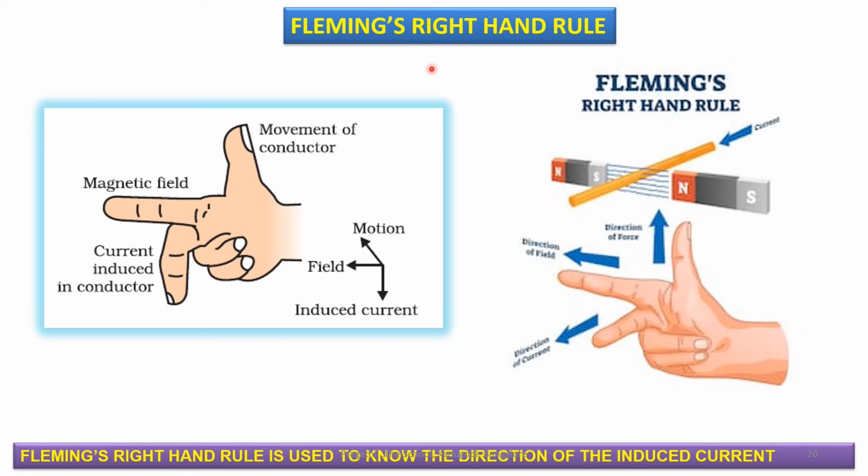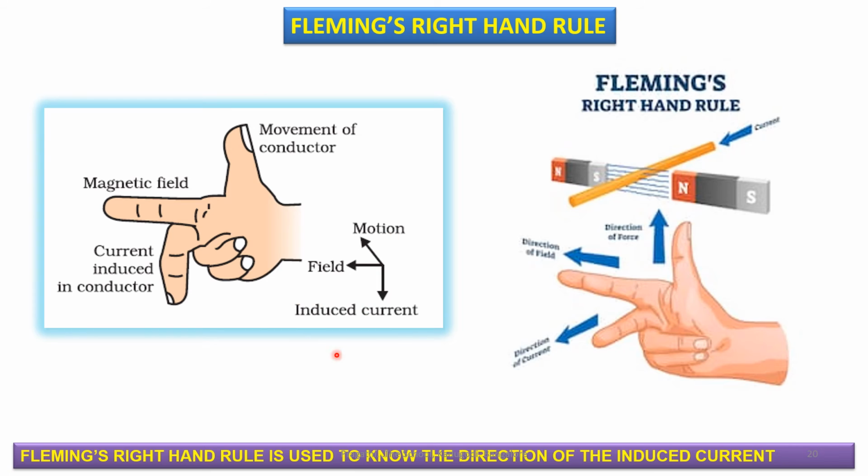Coming to Fleming's right hand rule, we have seen the right hand thumb rule and Fleming's left hand rule, and Fleming's right hand rule we have to see now. What does Fleming's right hand rule show? This shows the magnetic field, the induced current, and the motion.